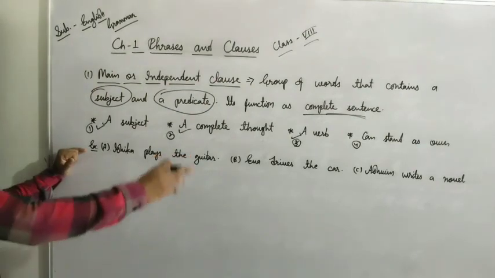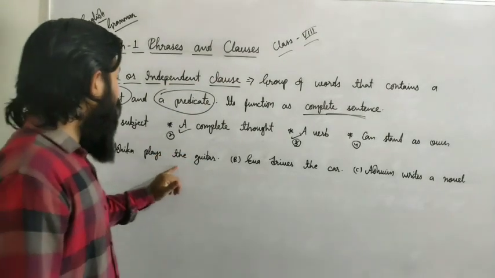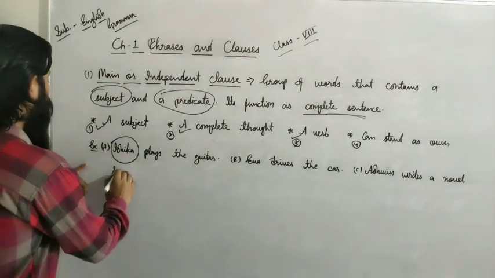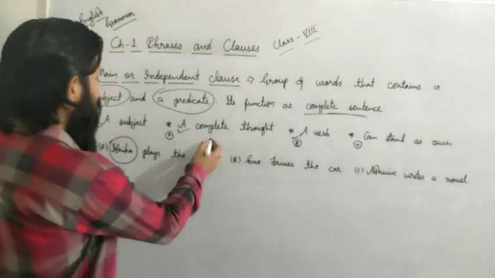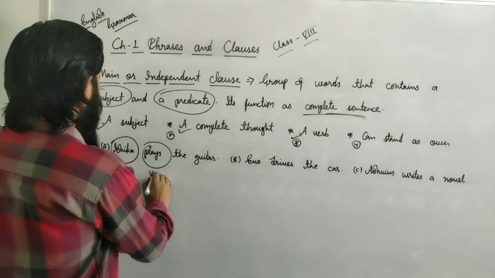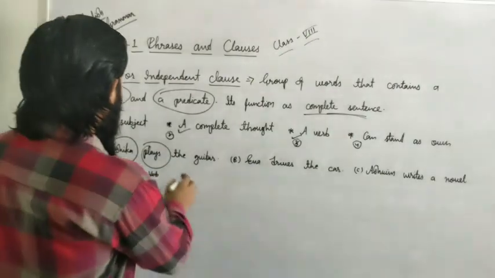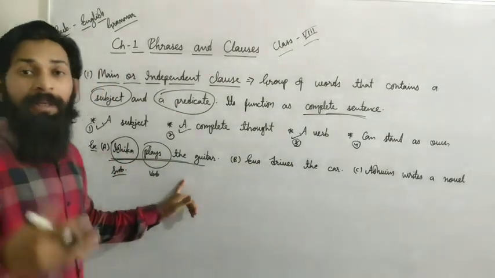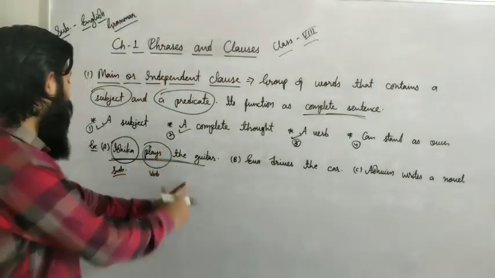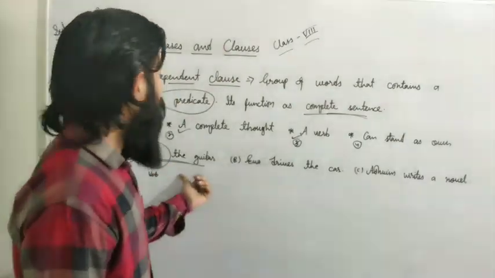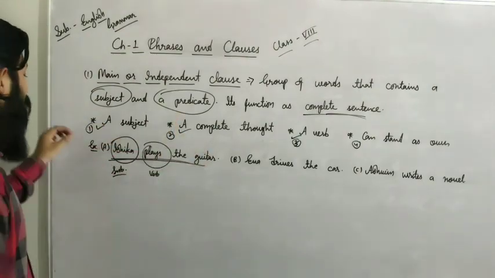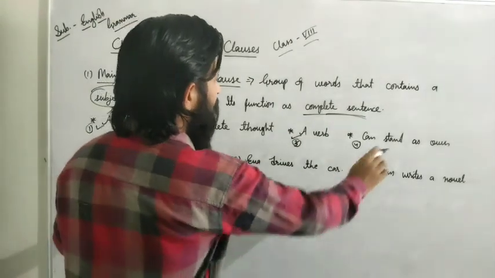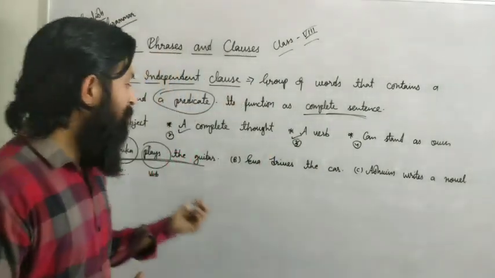I already taught three examples here. Ishika plays the guitar. Then Ishika is the subject, plays is the verb. If we talk about complete thought, the complete group of words gives us sense. Ishika plays the guitar. It is a habitual action of Ishika, a hobby of Ishika. So we can compare with these four qualities. Subject is here, complete thought is given, verb is here, and it can stand on its own, not dependent on any other sentence.